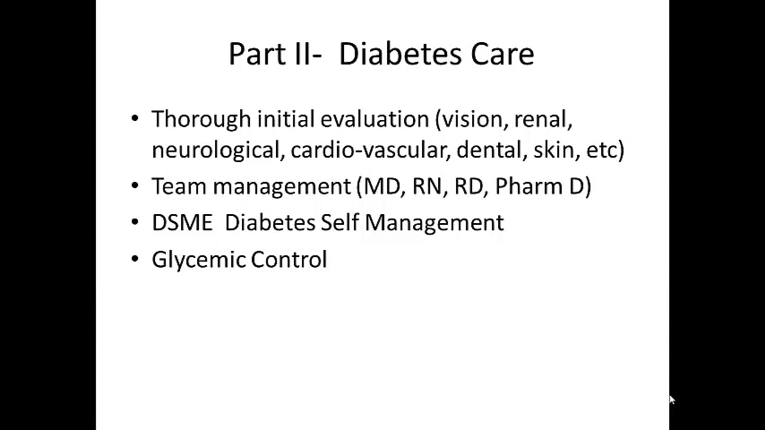Part 2 of diabetes care. As we previously stated in the first presentation, patients with diabetes will need to be checked for comorbid conditions. This includes screening for renal, vision, neurological function, cardiovascular disease risk, and others. A team approach has been proven to improve patient outcomes. However, the patient must also assume quite a bit of responsibility in his or her care, with the ultimate goal of maintaining tight glycemic control.